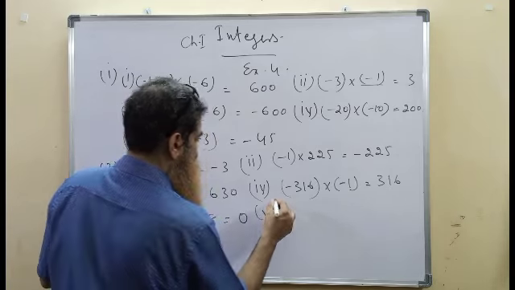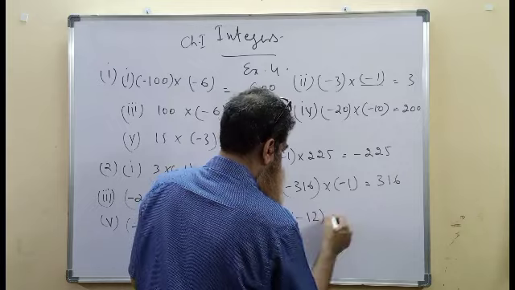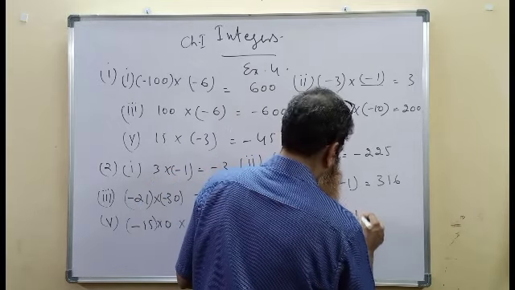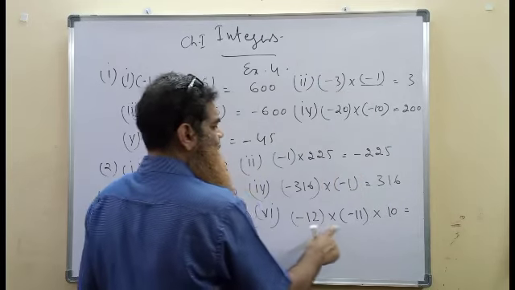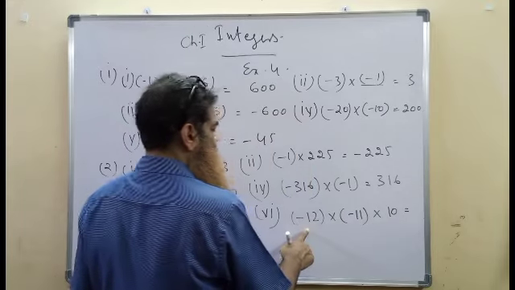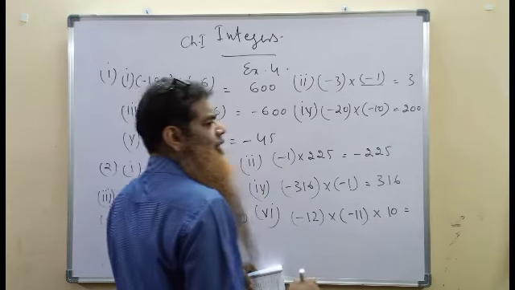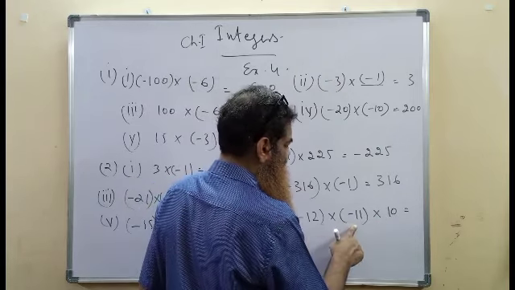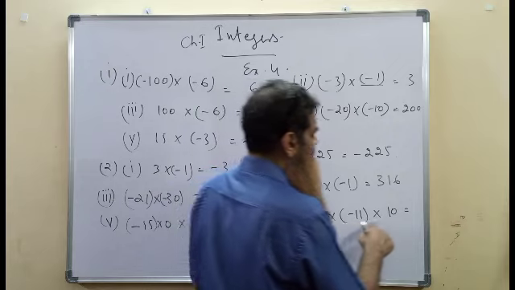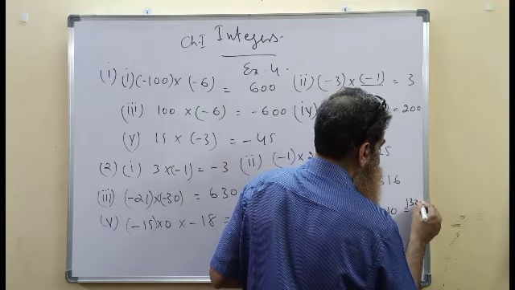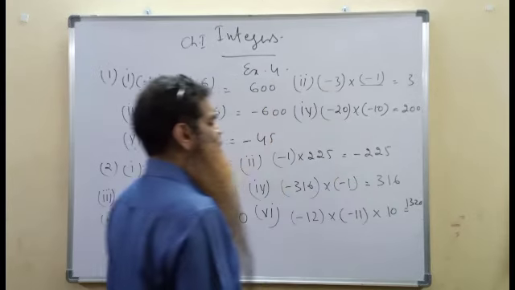Sixth one, minus 12 into minus 11 into 10. We have two negative integers and one positive integer. So two negative integers yield a positive integer, then two positive integers will give a positive integer. 12 times 11 is 132. 132 times 10 is 1320. Two negative integers, we get a positive integer. Again, two positive integers, obviously a positive integer.